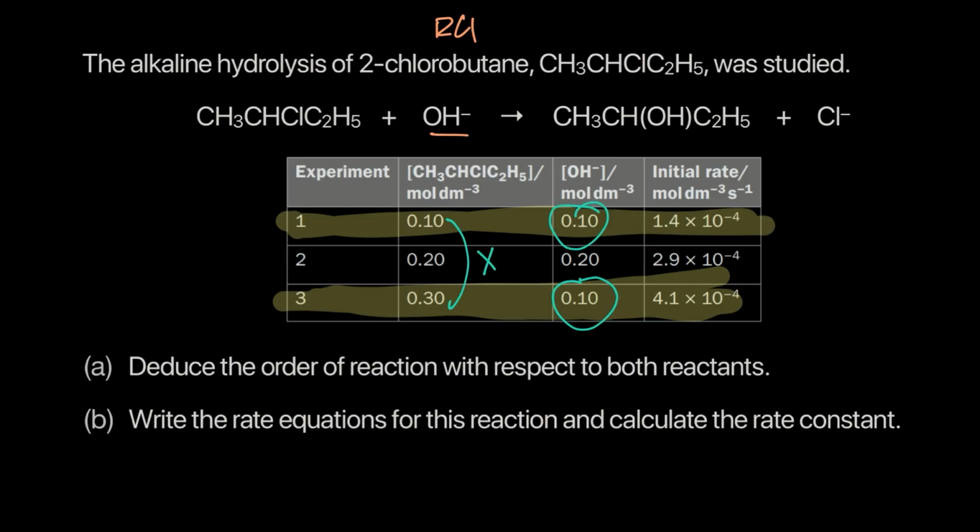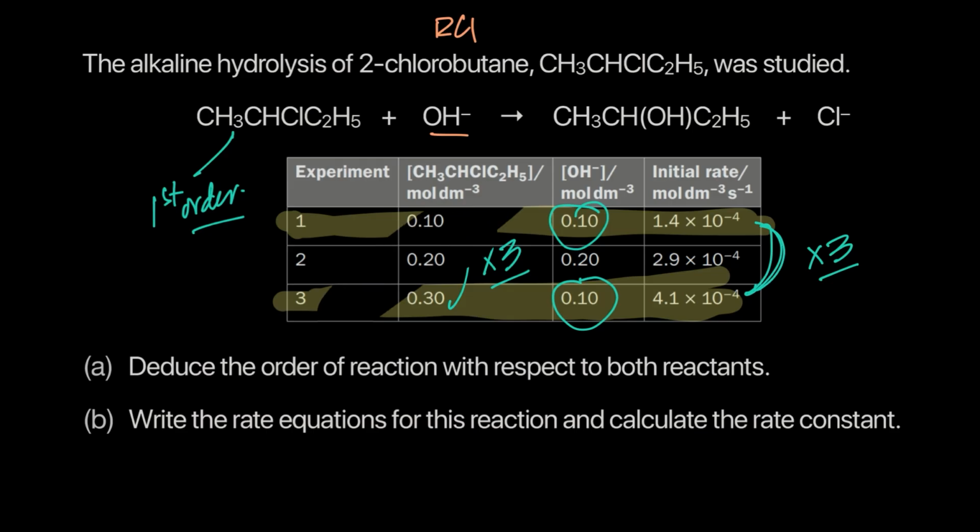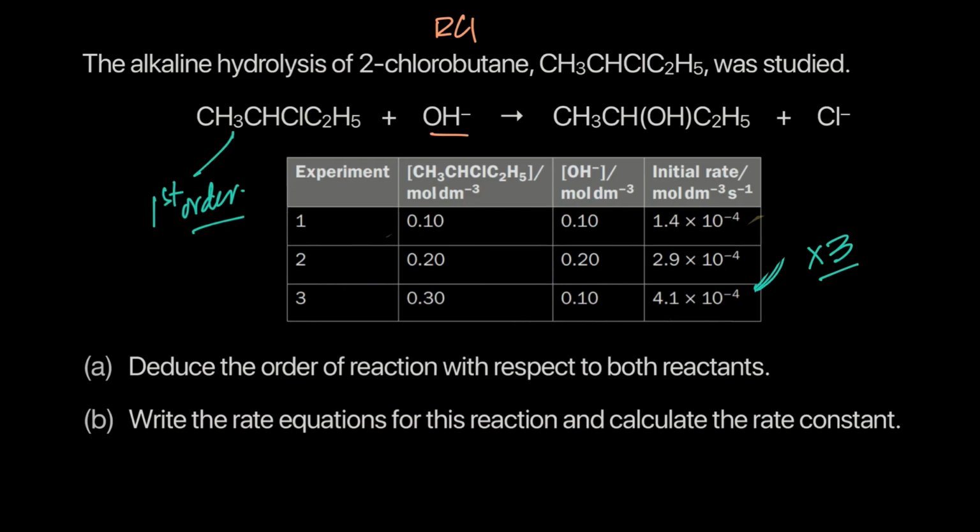But the haloalkane increased by a factor of 3, and the rate also increased by a factor of almost 3. Approximate because it's experimental data. So the concentration tripled, the rate tripled, therefore at least the haloalkane's order is first order. That I have found. That part is easy. Now I want to find the order with respect to the OH. The problem is there's no experiment where OH is changing and haloalkane is remaining constant.